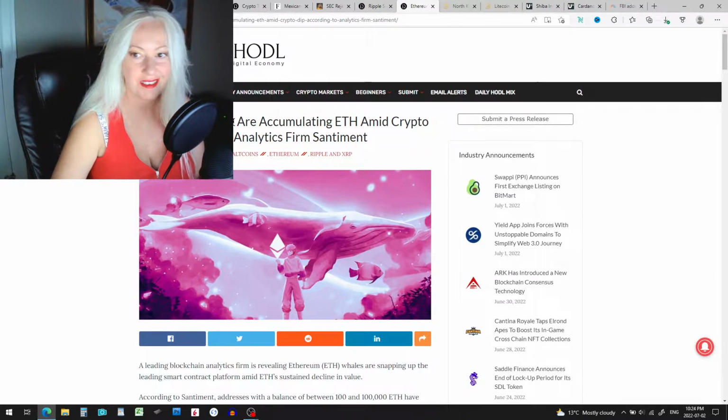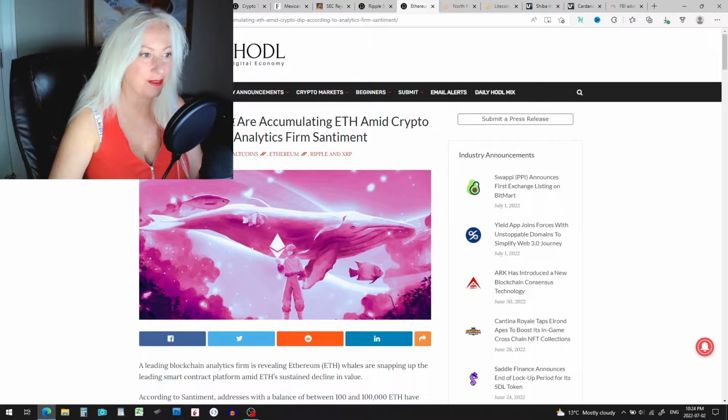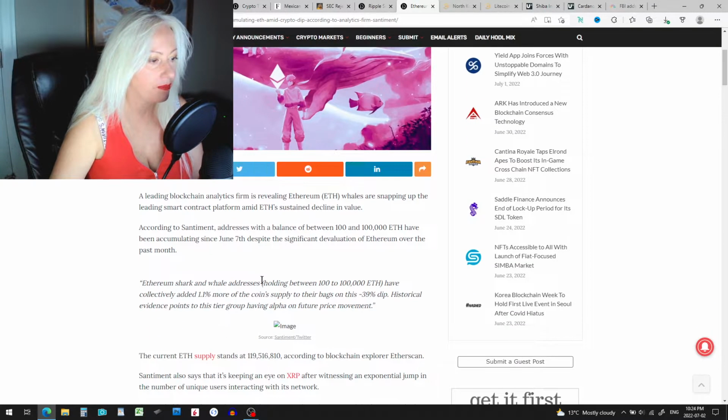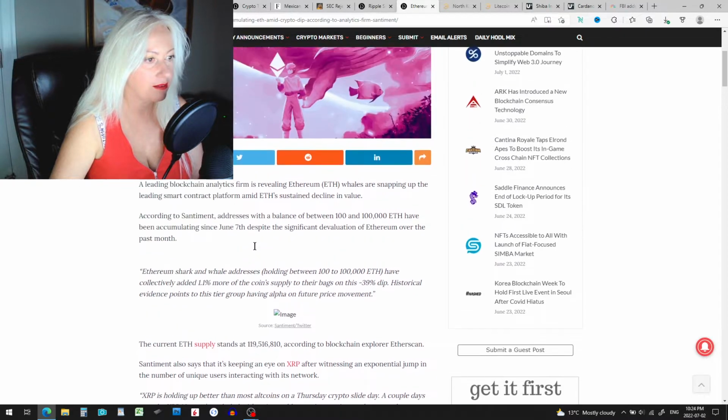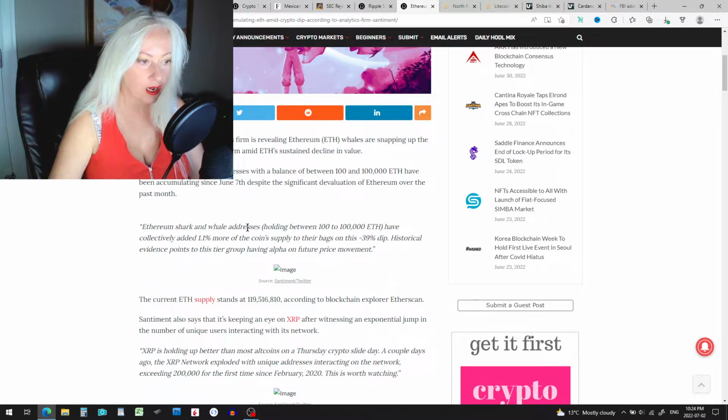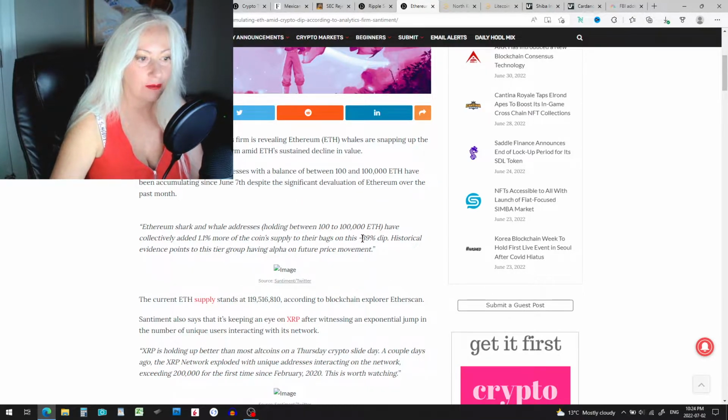Ethereum whales. Yeah, they're nibbling. They're accumulating Ethereum amid crypto dip, according to an analyst firm. Okay. So Ethereum shark and whale addresses holding between 100 and 100,000 Ethereum have collectively added 1.1% of the coin supply to their bags on this minus 39% Ethereum dip. So that's what I'm saying.